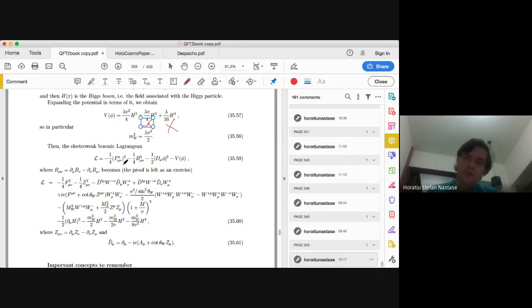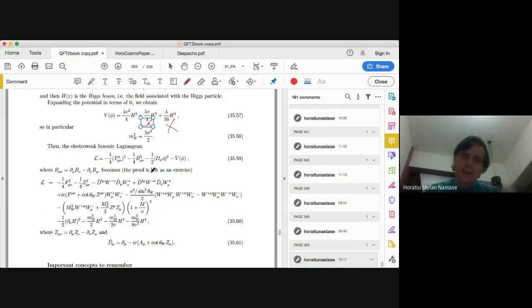And then finally the electroweak bosonic Lagrangian, so without fermions, just the gauge field and the Higgs, quote unquote, is the kinetic term for the bosons of -1/4 F mu nu squared -1/4 B mu nu squared. The kinetic term for the scalar -1/2 modulus squared of D mu phi minus the potential V of phi.